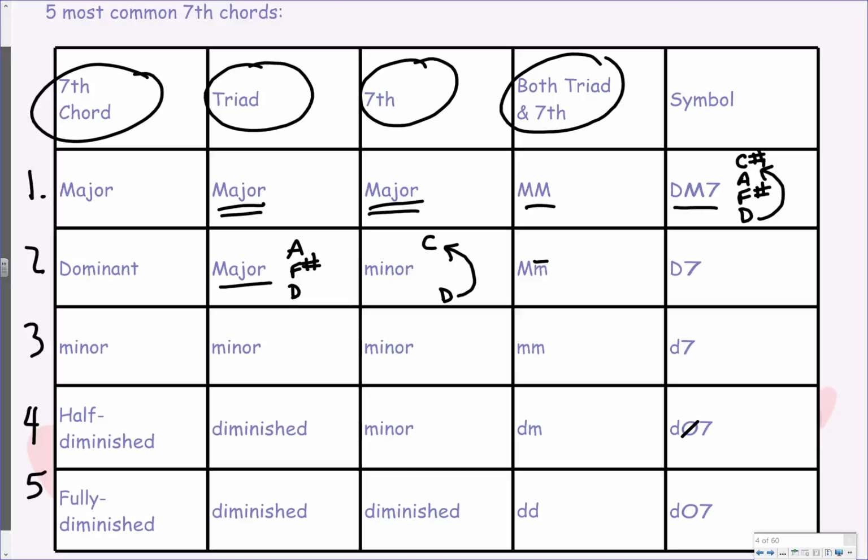Here's what my symbol would look like. It would be a capital D, 7. It could be any letter. It could be A7. It could be B flat 7. Again, the letter just indicates the root. So in this particular chart, I've chosen D as our root.